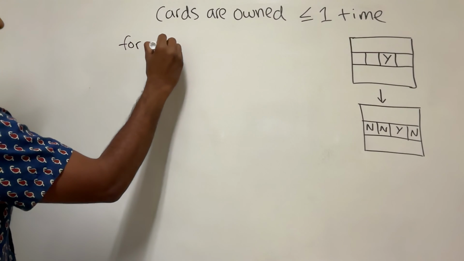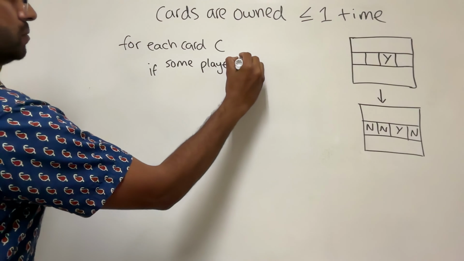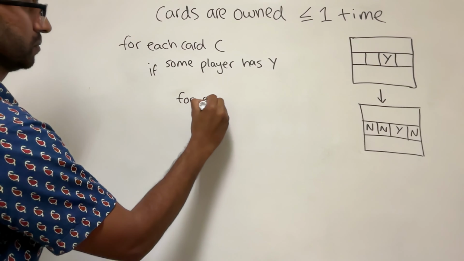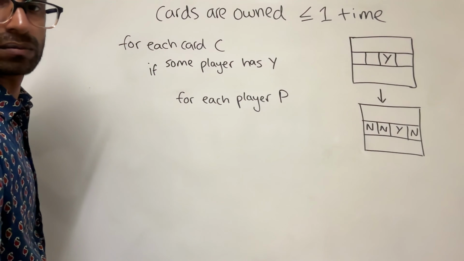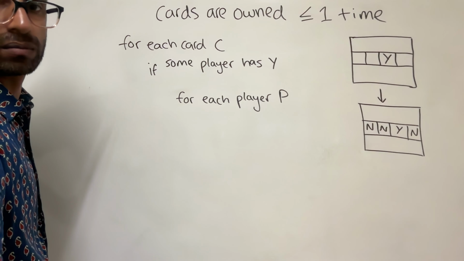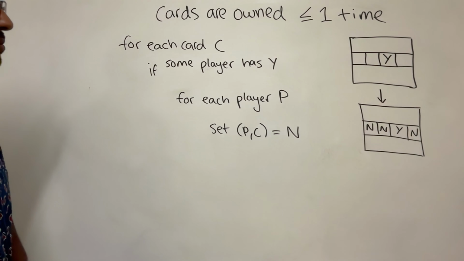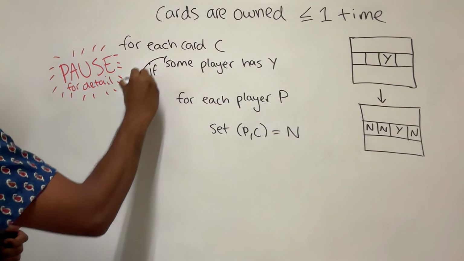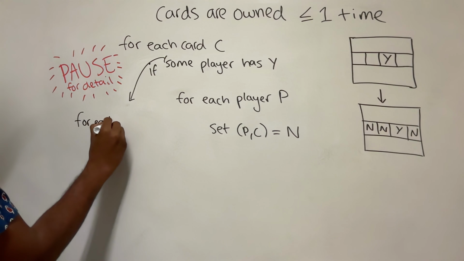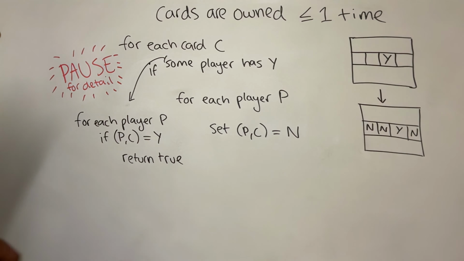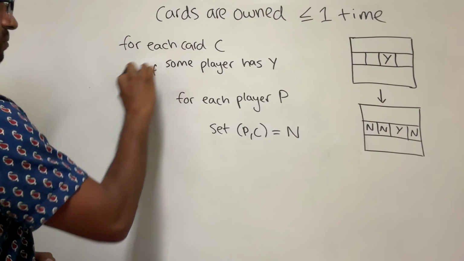For each card, which we'll call C, we check if some player has a Y using our player checklist map. If that's the case, then we go through for each player in that row, call it P, and set P, C to N. We are simplifying a little bit. For example, to check if some player has a Y in that row, we're basically looping for each player, check if there is a Y, but this is pretty good for now. Once again, let's jump to the keyboard and see how we would write this.